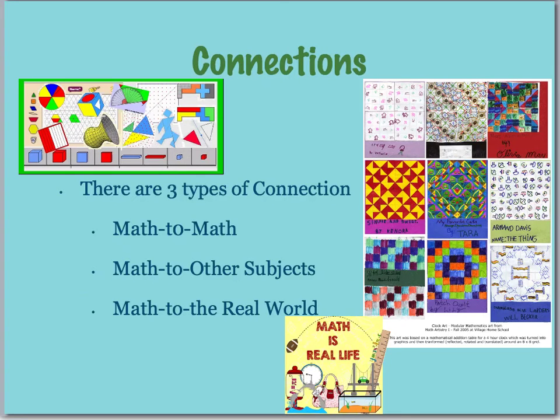The next thing NCTM recommends is we make connections. There are 3 major types of connections that they talk about. First is the idea of math to math. What that means is there are subjects within mathematics that are related to each other. So when you teach perimeter and area, you're teaching geometry, but you're also teaching measurement concepts.